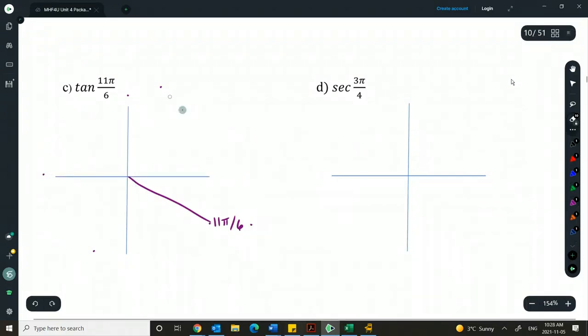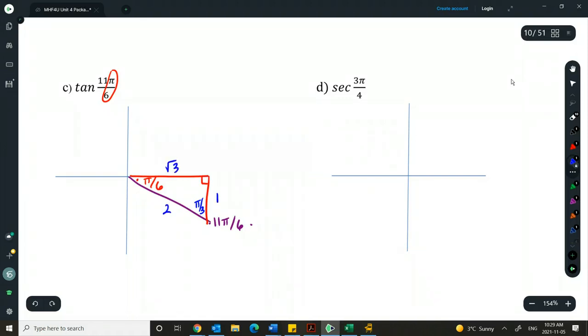So there's my 11 pi over 6. I create the right angle triangle with the closest horizontal. So make your right triangle. The interior angle is the reference angle here, pi over 6. Okay, that makes this pi over 3. And that makes the side lengths 1, root 3, and 2. This is the reference angle that I'm going to use to label opposite, adjacent, hypotenuse.